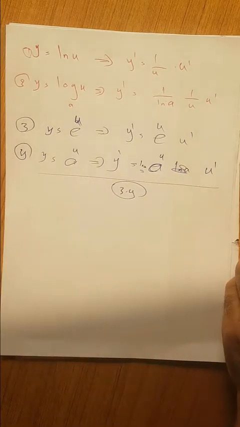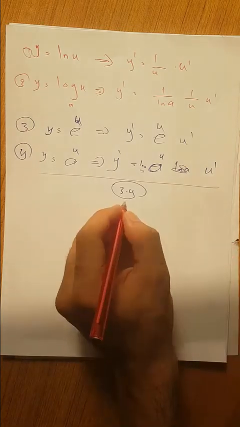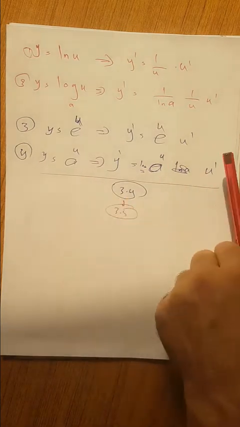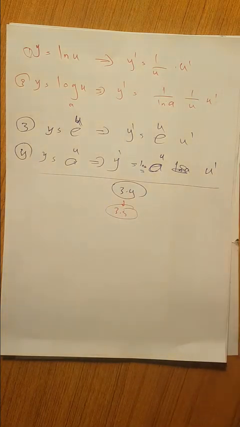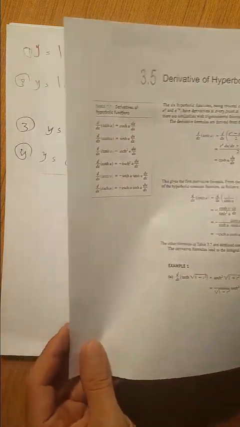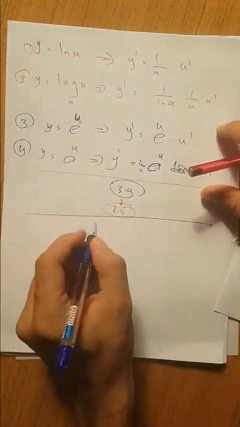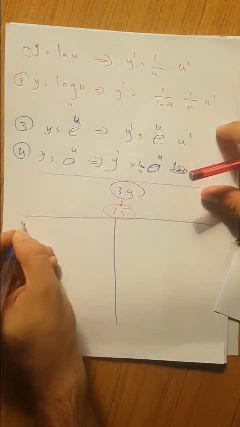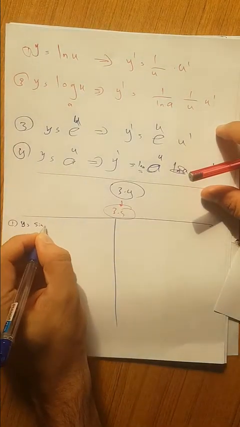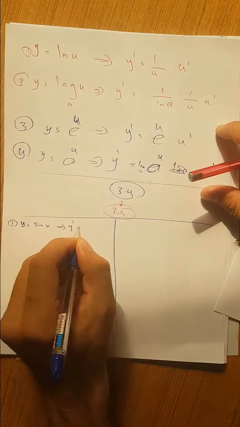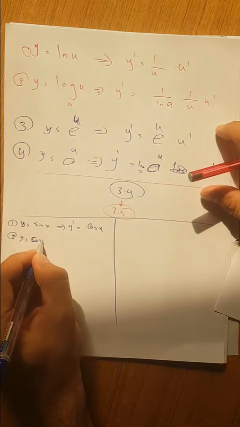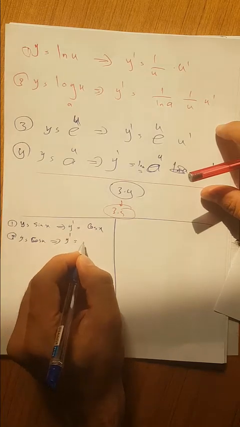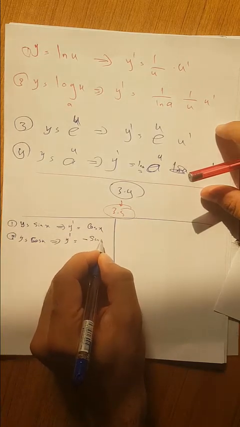It's not difficult. I'm going to the next section, 3.5. That's talking about how to find the derivative of the hyperbolic functions. I'm just going to have you memorize: if y is equal to sine of x, then y prime is equal to cosine of x. If y is equal to cosine of x, then y prime is equal to minus sine of x.